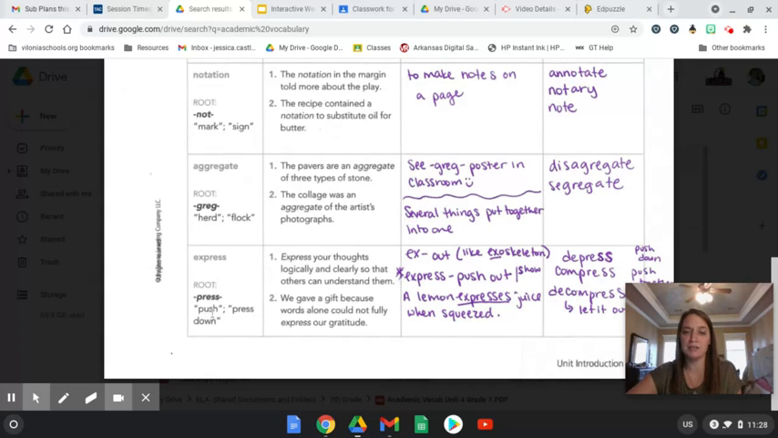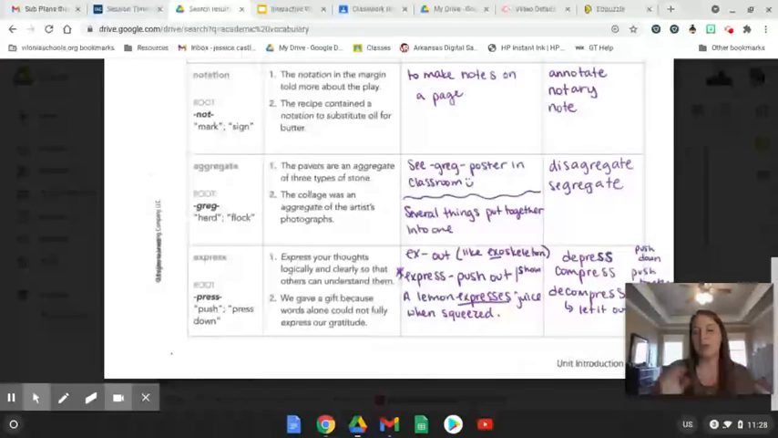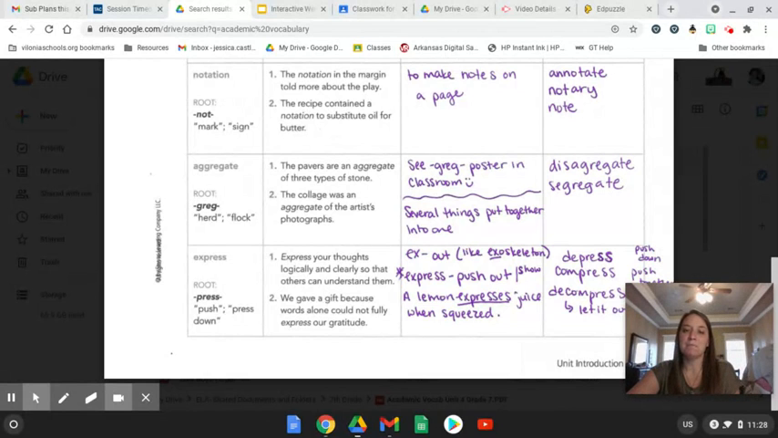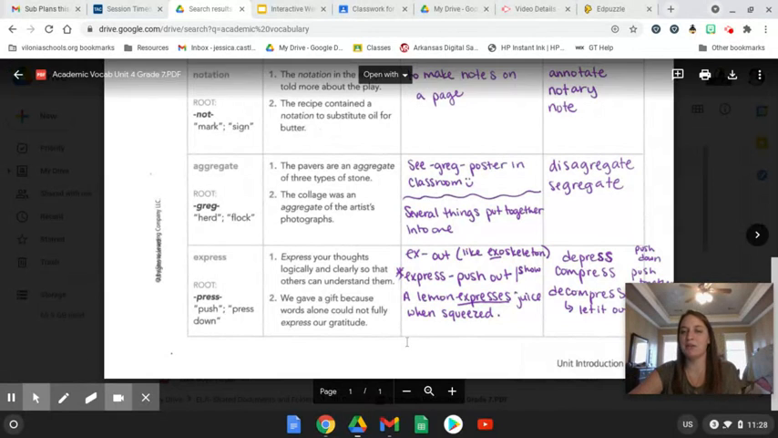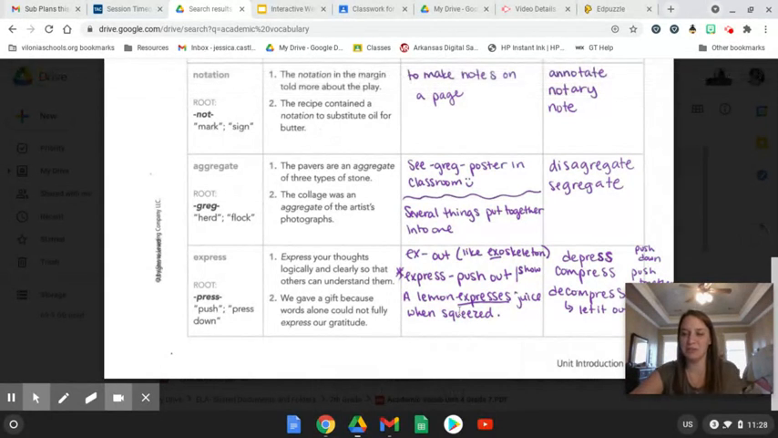So press is to push down, like press a button. That makes sense. So X, I started thinking about what does that prefix mean? So I thought of like an exoskeleton, or animals that have their skeleton on the outside of their body. So X means out. Okay. So you're pressing something out. My example, I thought a lemon expresses juice when it's squeezed.